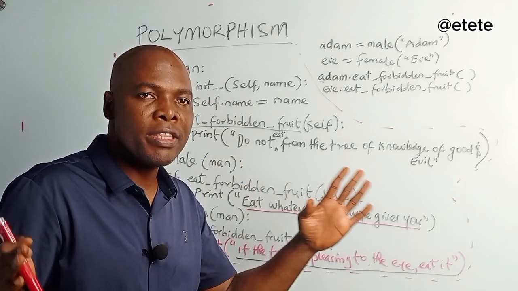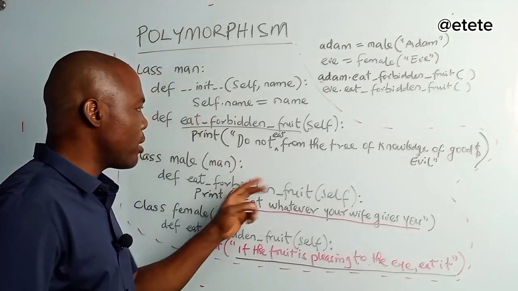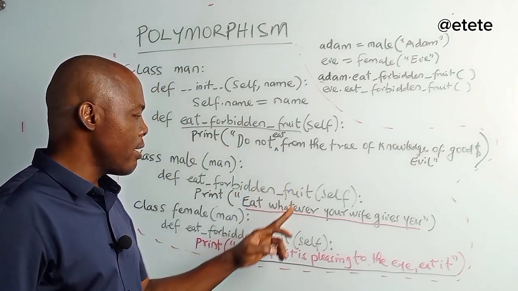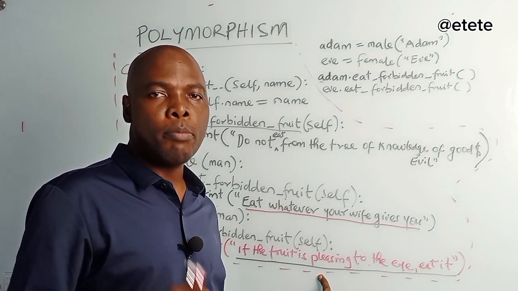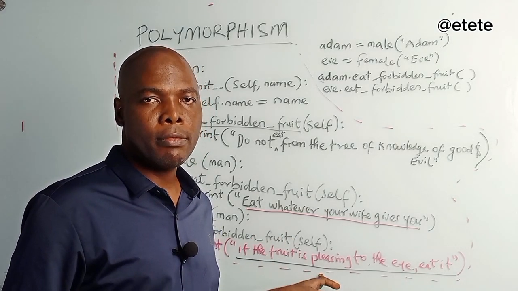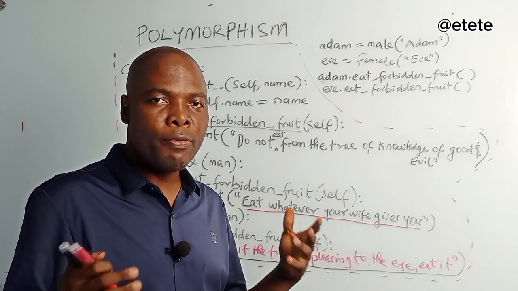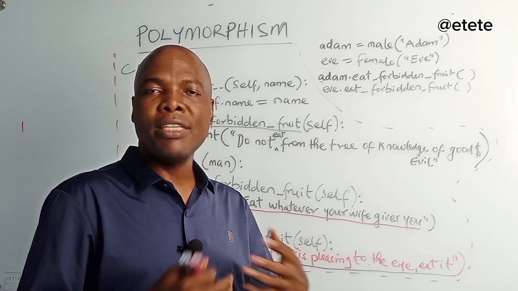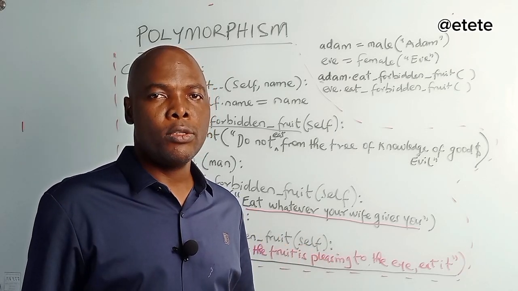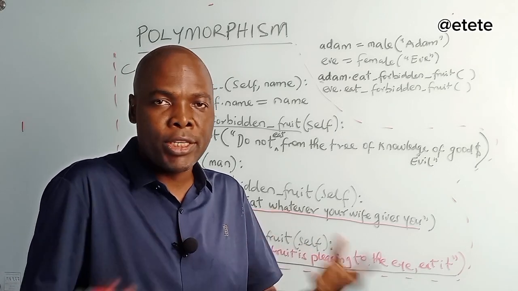One method having three different forms. So the same method, the form here is different from the form here, from the form here. That is the meaning of polymorphism, right? Polymorphism is one method having different forms. So different forms of appearance, different forms of implementation.